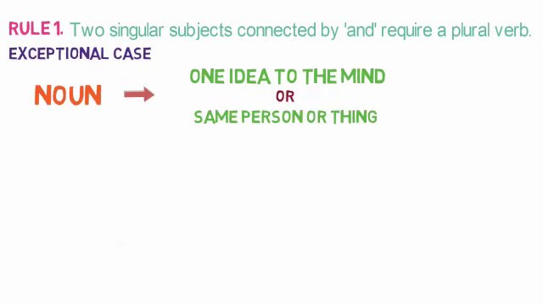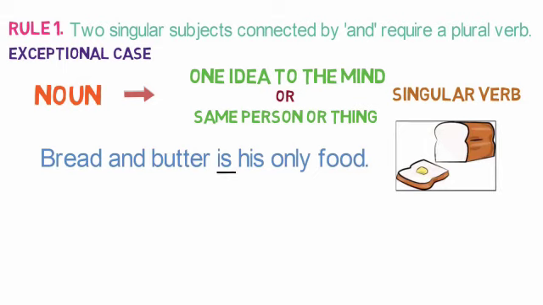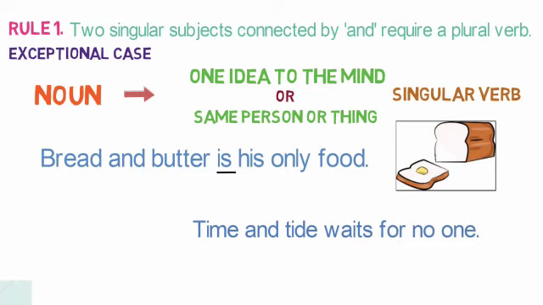If the noun suggests one idea to the mind or refers to the same person or thing, the verb is singular. For example, bread and butter is his only food. Here, bread and butter is a combination which is considered as one thing only. So here we use is. Let's look into one more example of this kind.